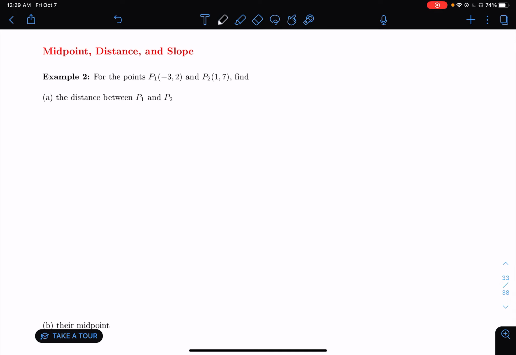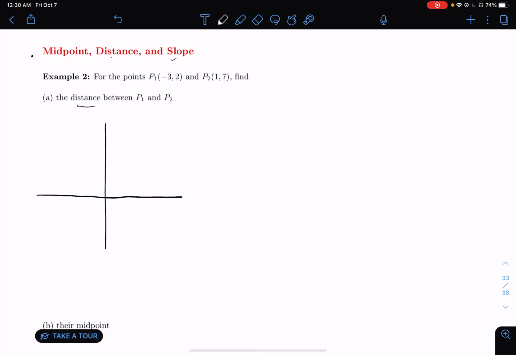In this video, we're continuing section 2.1 on rectangular coordinates, and we're talking about how we can find the midpoint between 2 points, the distance between 2 points, and the slope of a line connecting 2 points. Okay, so let's get into an example. I have these 2 points, P1 and P2, and I first want to find the distance between those 2 points. Okay, so I'm going to draw a picture.